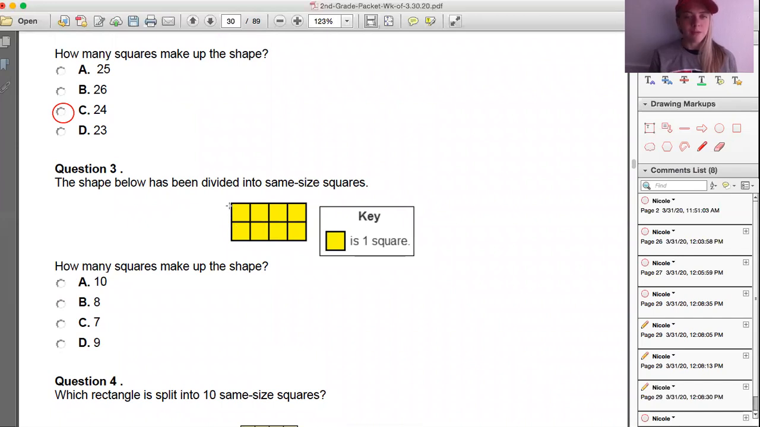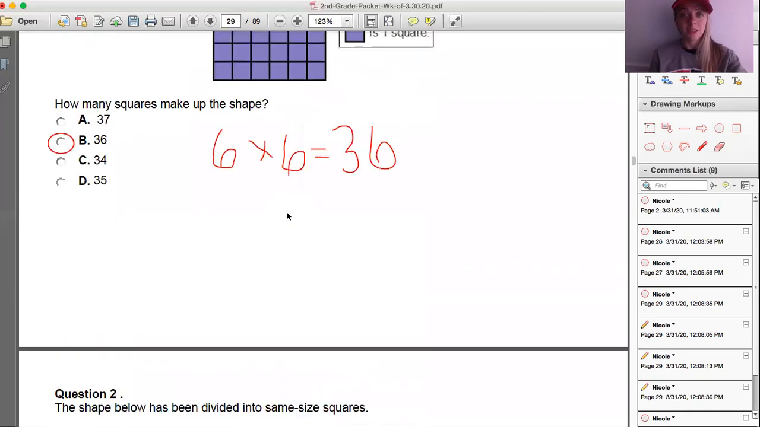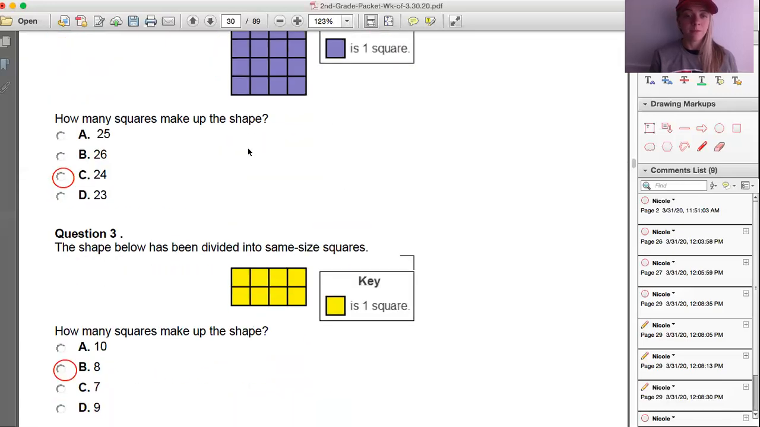How many squares make up the shape? 1, 2, 3, 4. You would label that side 4. 1, 2, label that side 2. 2 times 4 is 8. Remember, don't forget to label it just like we did for this one.